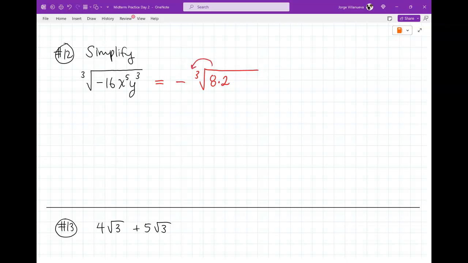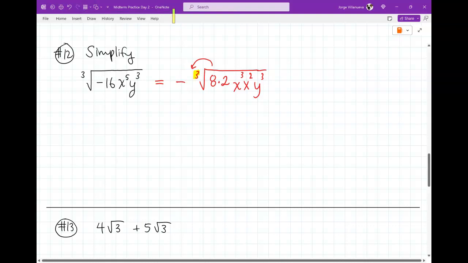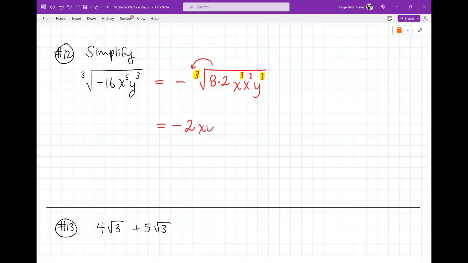And then my variables, x to the 5th, I can write it as x to the 3rd times x squared, and y to the 3rd. That means that this index matches this power and that power. So one of the x's will go out, one of the y's will go out, an x squared will stay there. Okay? So let's see what's left over. The negative is there. The 8 comes out, it becomes a 2. An x and a y come out, and I have a cubed root of 2x squared. And that's it. And this is day 1.